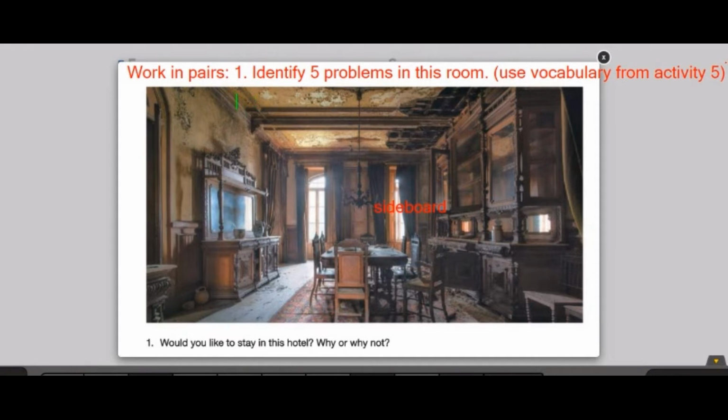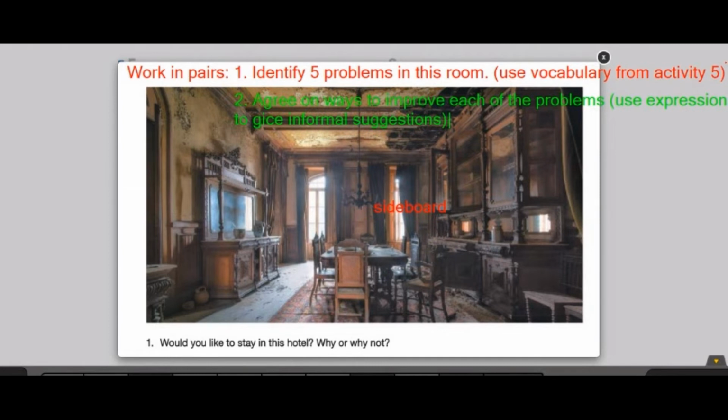When you finish this, what's the second part? When you finish this, agree on ways to improve each of the problems. Yes? How? In this part, you have to use the expressions. Use the expressions to give informal suggestions. Okay, so in this part, once you identify the problem, okay, so we have 5 problems.